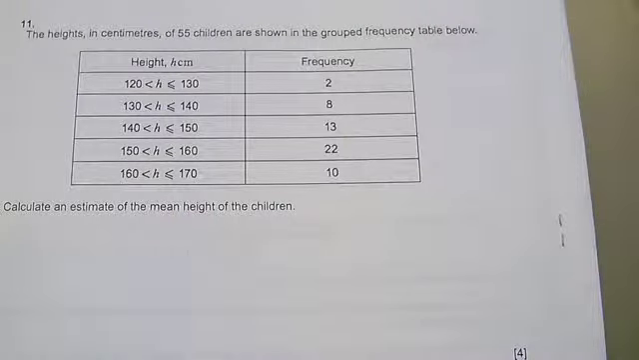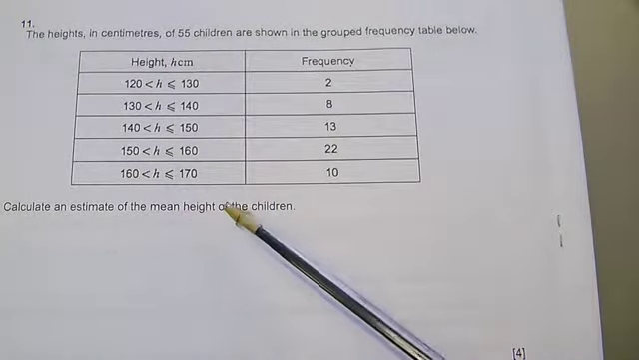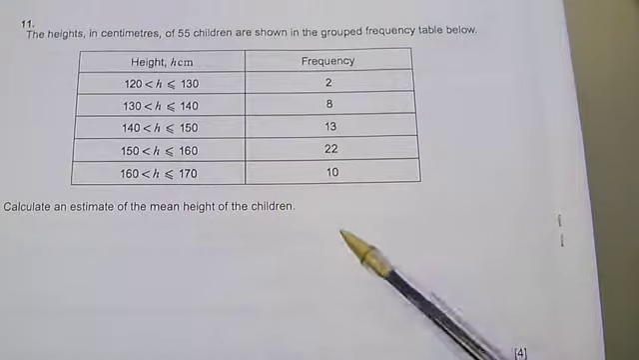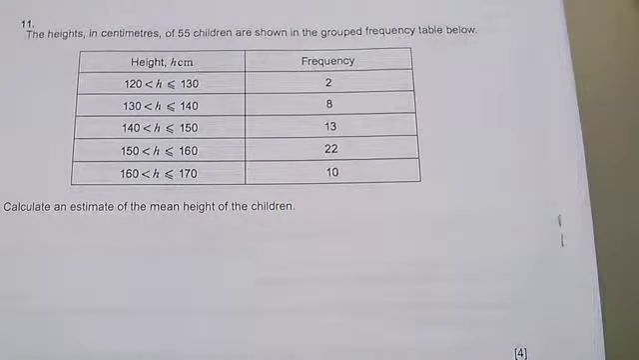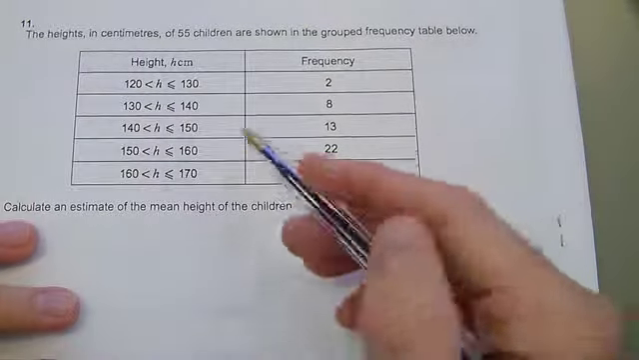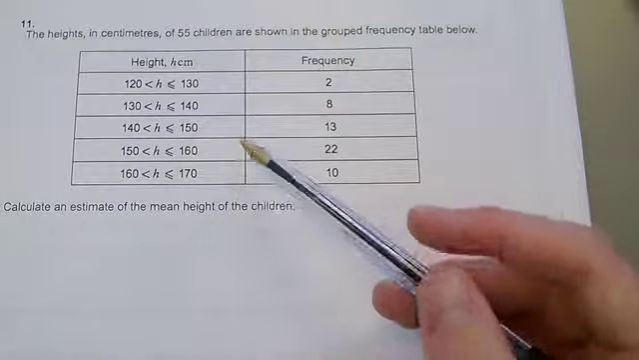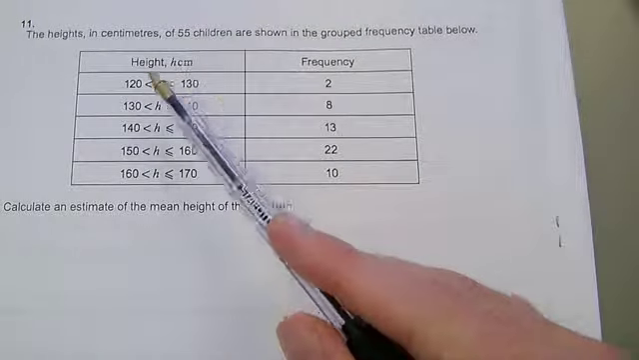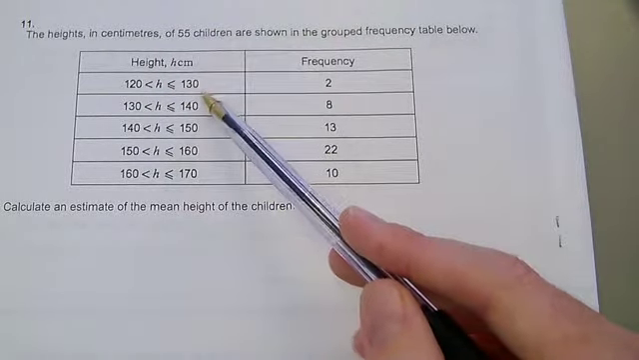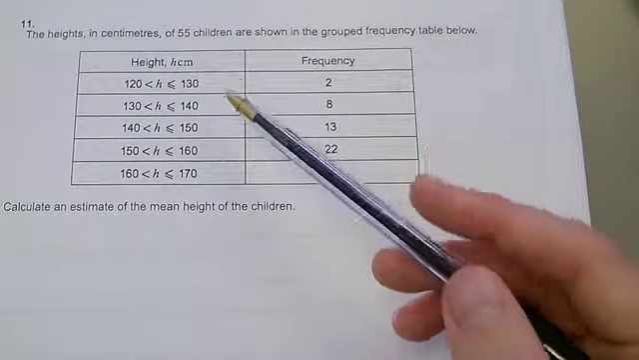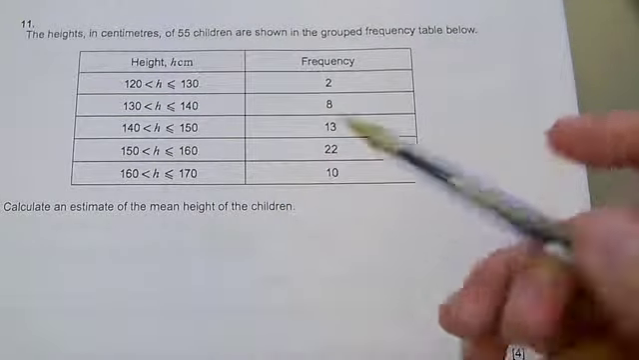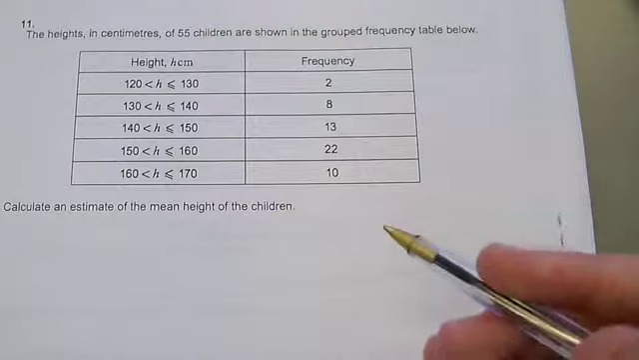Question 11 says calculate an estimate of the mean height of the children. So this is a really nice question here, 4 marks for easy marks. Just go through set procedures every time. We can't work out a mean because we're told that there are 2 children who are between 120 and 130 centimetres. So it could be anything. They could both be 120, they could both be 130.